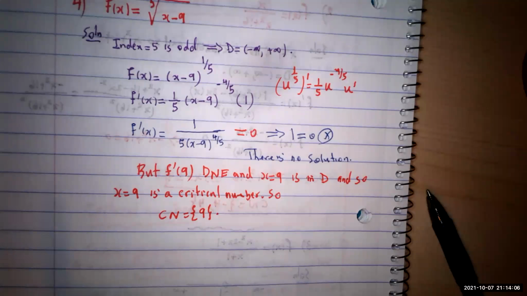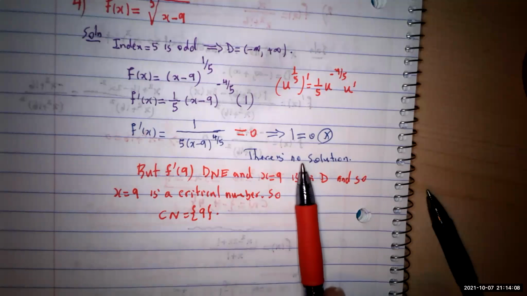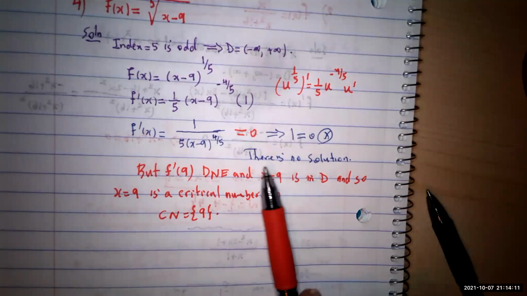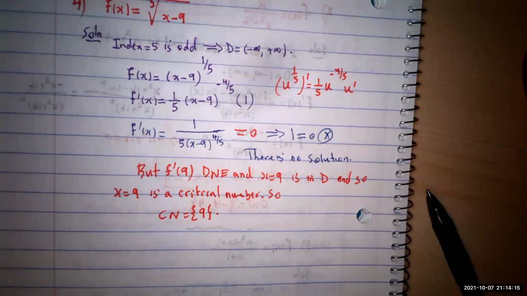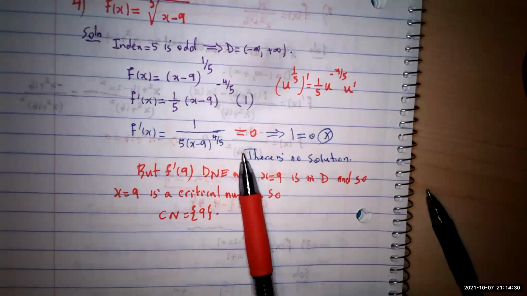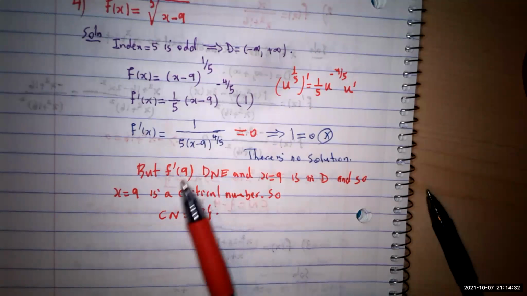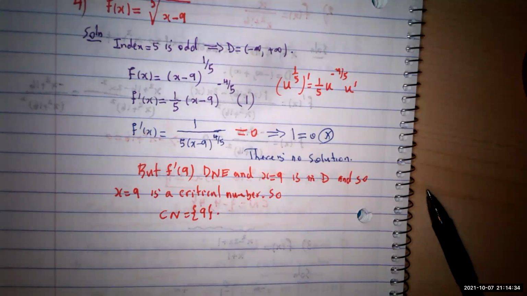So when you get to this part over here, you're not done just because there is no solution for the first part, f prime of x equal to 0. Since it was a radical function, you change it to a rational function and you have this: f prime of 9 does not exist, and you have to guarantee that this is in the domain of the function. It is in the domain of the function, so it must be a critical number.